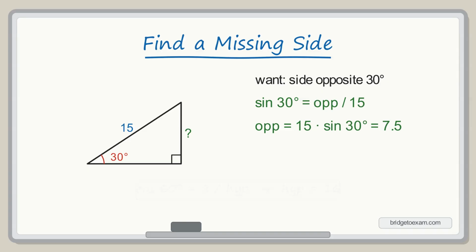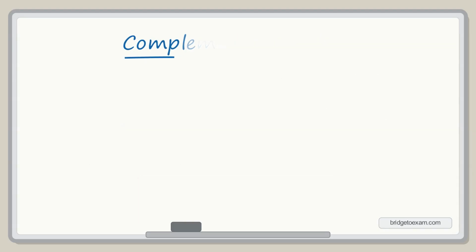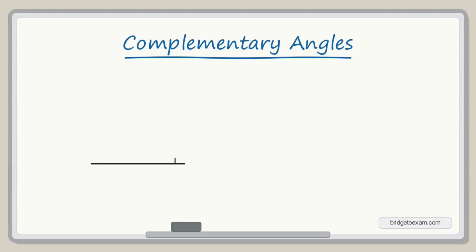Same idea if you know the adjacent side. If the adjacent is 8 and the angle is 60, then cosine 60 equals 8 over the hypotenuse, giving a hypotenuse of 16. In any right triangle, the two acute angles must add to 90 degrees, so they are complementary.